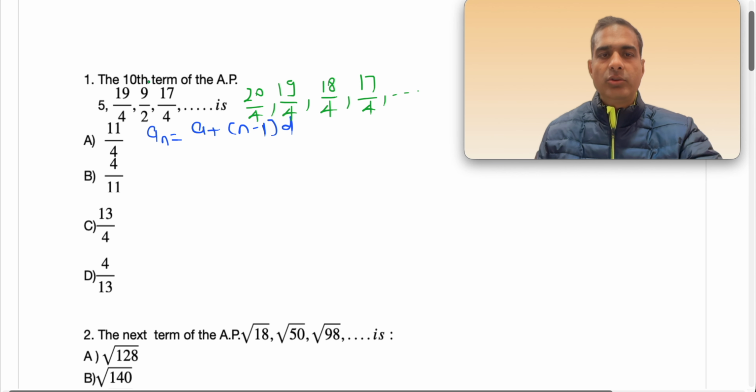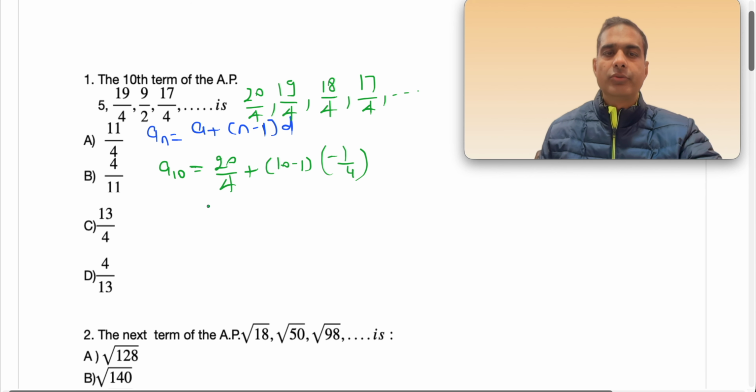So we have to find out the 10th term. So n is 10 here. A, the first term, is 20 by 4, plus n minus 1, that is 10 minus 1, times the common difference. Common difference is any term minus the previous term. We have to remember, any term minus the previous term. So 19 by 4 minus 20 by 4. That will be minus 1 by 4.